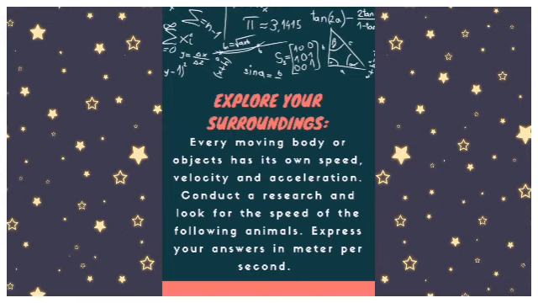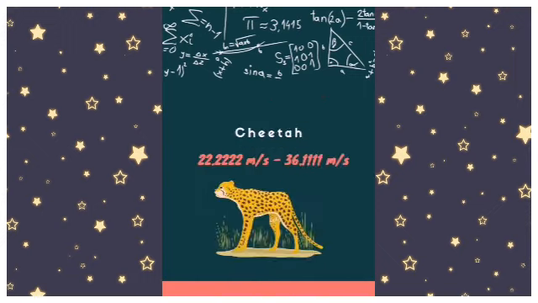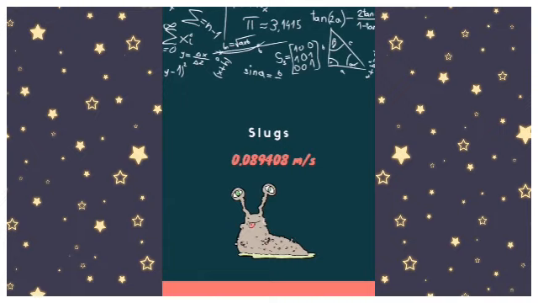Explore your surroundings. Every moving body or object has its own speed, velocity, and acceleration. Conduct research and look for the speed of the following animals. Express your answers in meters per second. Cheetah, 22.2222 meters per second to 36.1111 meters per second. Slugs, 0.089408 meters per second.